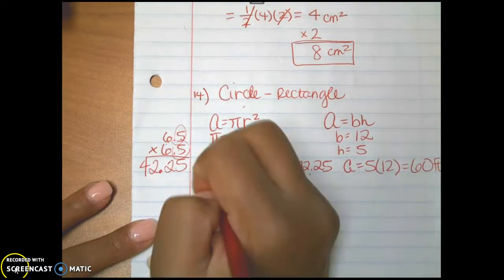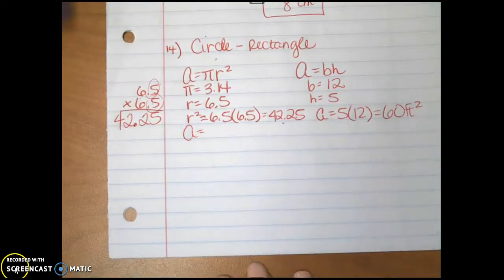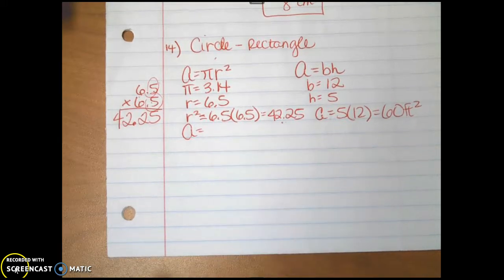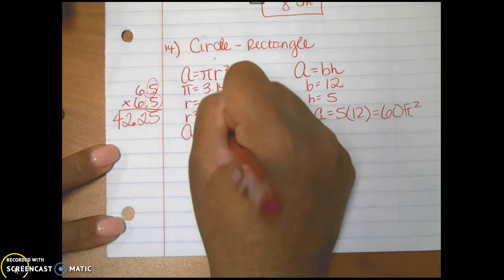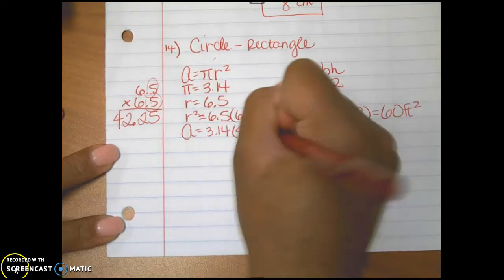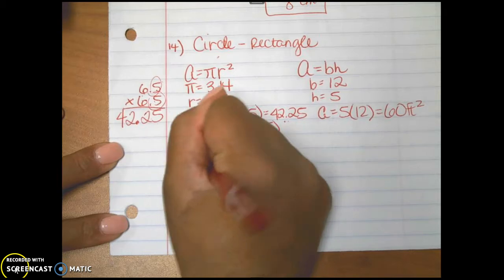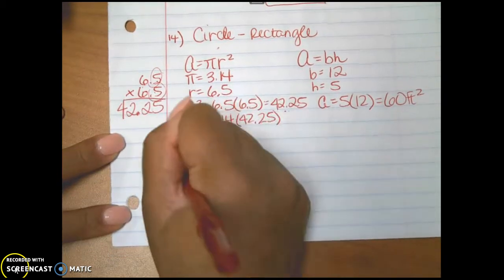Okay, now what do I have to do for the area of my circle? I found R squared. Now what? Not yet. I've only found R squared. I have not found the area. By pi. So 3.14 times 42 and a quarter. Multiply 42.25 by 3.14.